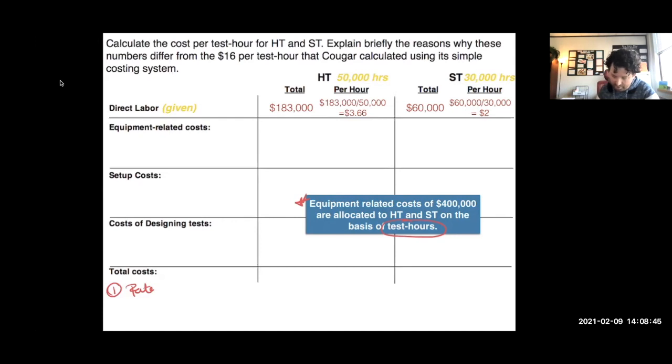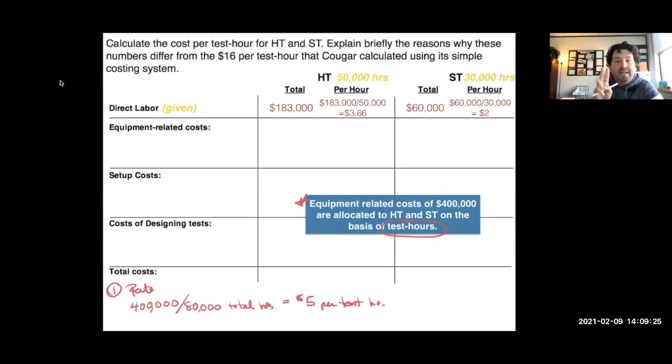So we're going to take our total cost, so 400,000, and divide it by our total allocation base. Well, in this case, it's test hours. So again, we have 50,000 heat test hours and 30,000 hours to stress test. So that's 80,000 hours total. And that will give me my rate. It's $5, I think.